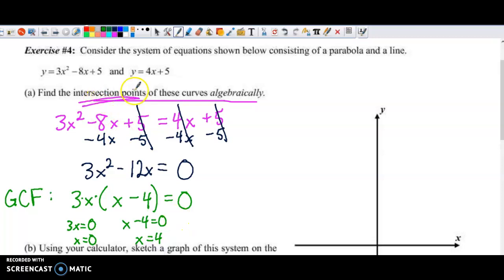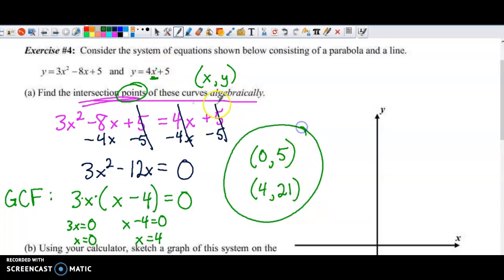So as far as intersection points, I want the x and y coordinate. So one solution is going to be when x is 0, and it's up to you which equation you want to plug into, but it's actually easier if you just do this one, because 4 times 0 is 0 plus 5 is 5. And then plug in 4 in for x. So if I plug in 4 in for x, 4 times 4 is 16 plus 5 is 21. So these are your two intersection points. And yes, there are two of them.